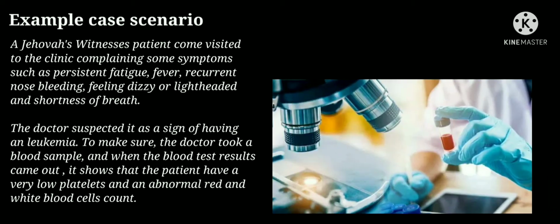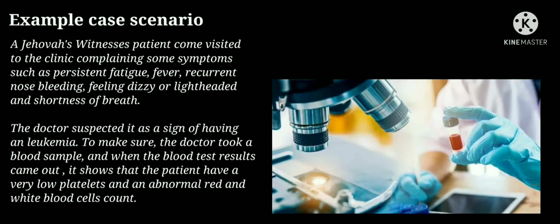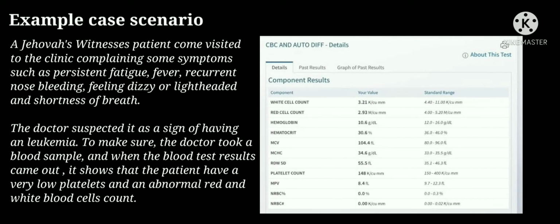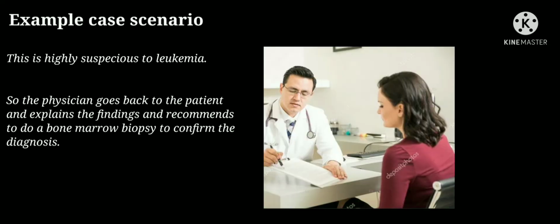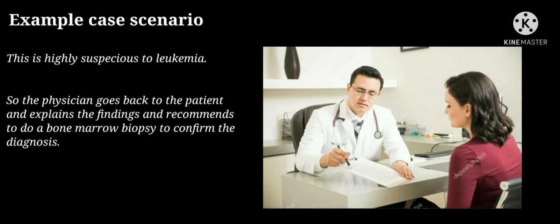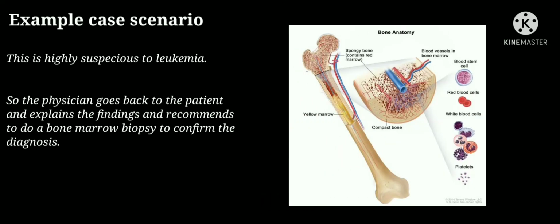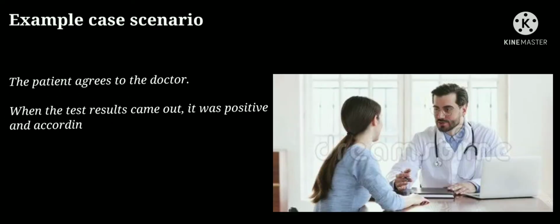To make sure, the doctor took a blood sample, and when the blood test results came out, they showed that the patient has very low platelets and abnormal red and white blood cell counts. This is highly suspicious for leukemia. So the physician goes back to the patient, explains the findings, and recommends a bone marrow biopsy to confirm the diagnosis. The patient agrees to the doctor.